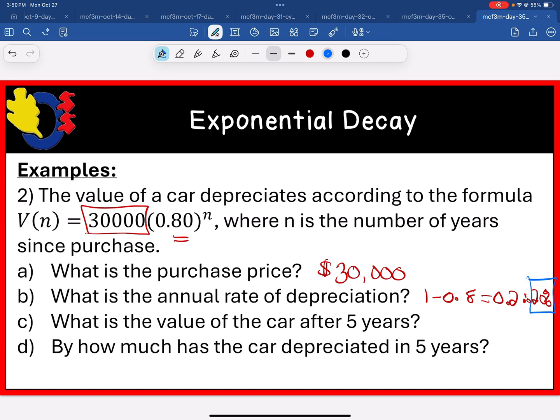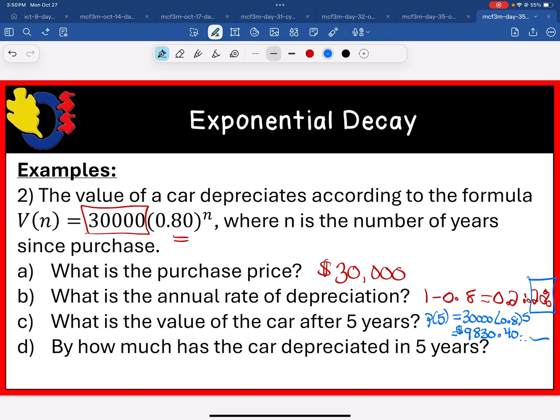Next, what is the value of the car after 5 years? Okay, so we need to figure out P at 5. So that's 30,000 times 0.8 to the exponent of 5. And if we plug that in, we get $9,830.40. So that depreciated quite a bit. And we need a therefore statement, but I'm running out of space.